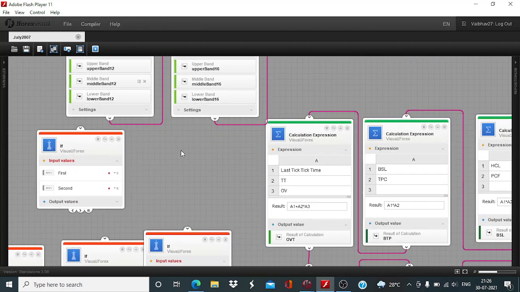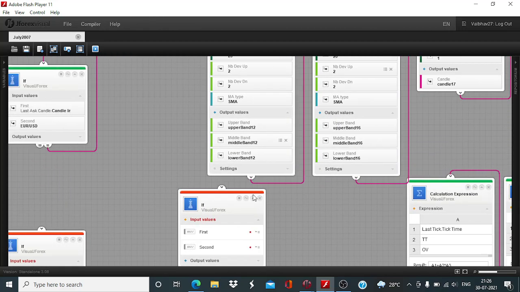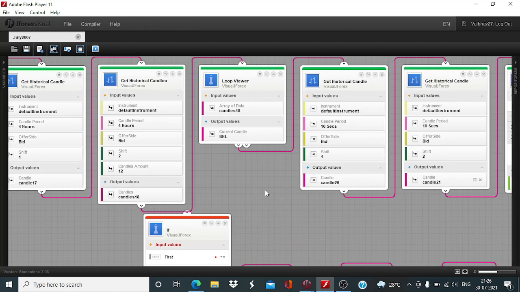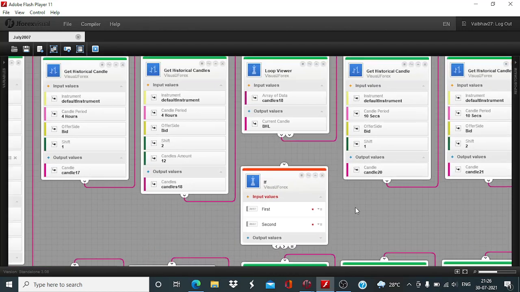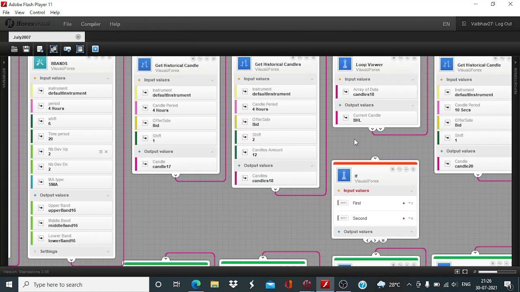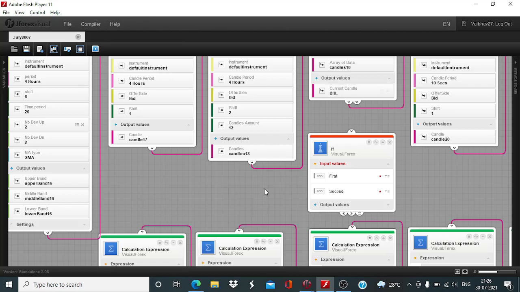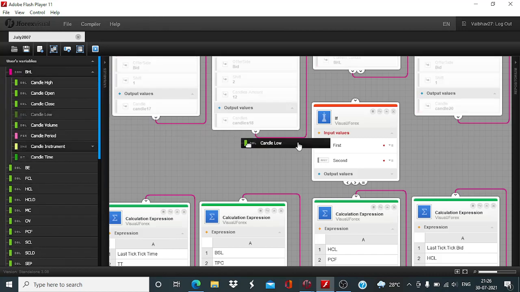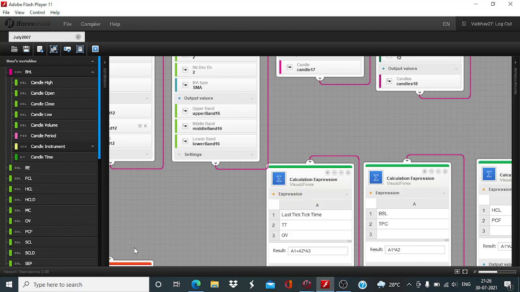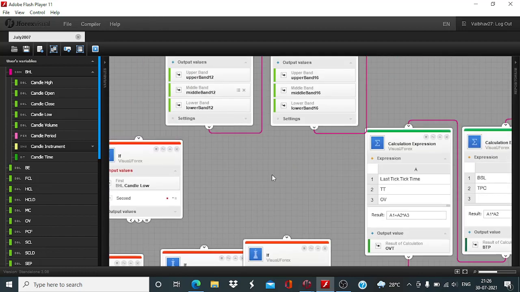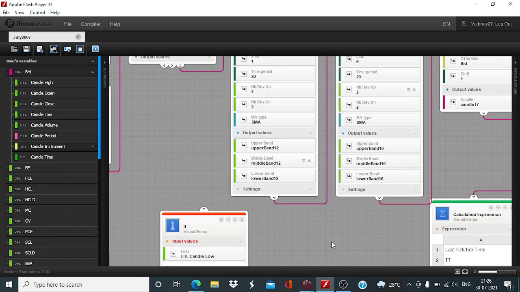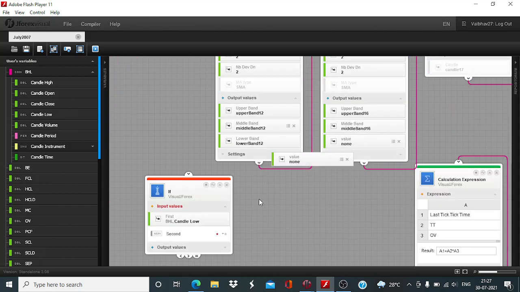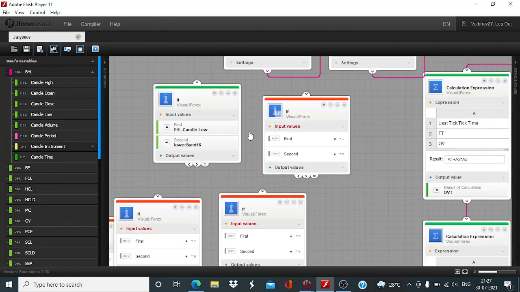Here we will have to take the BHL's lowest value and the highest value. And the low will need to be lower than the lower band of 16. First input less than second input.